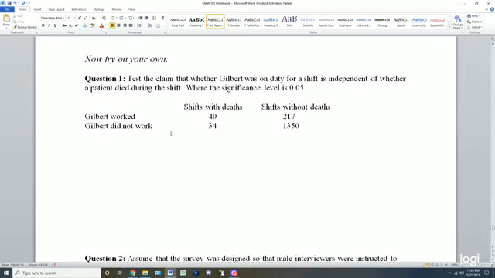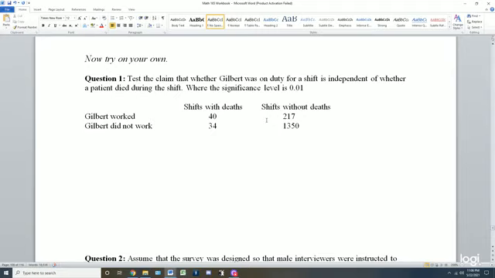So this is the interesting one. So let's see. Test the claim whether Gilbert was on duty for a shift is independent of whether a patient died during the shift, where the significance level is 0.05. And in fact, we're going to do even better than that. We do 1%. Super, super small chance.